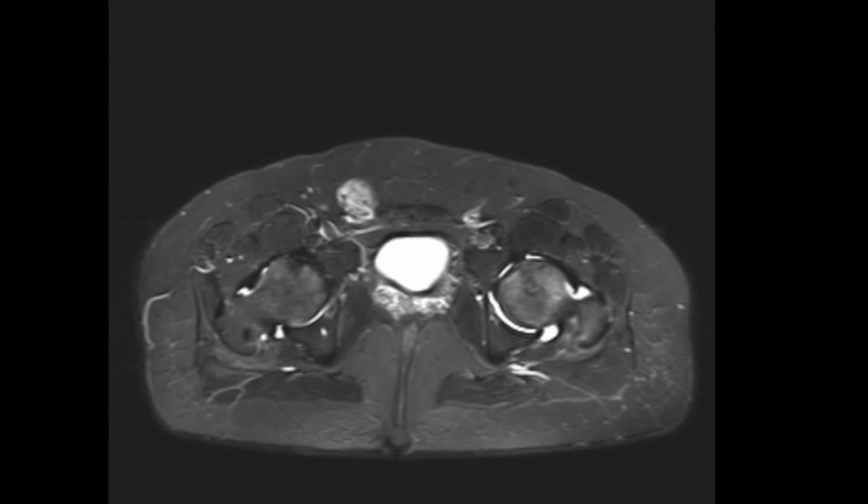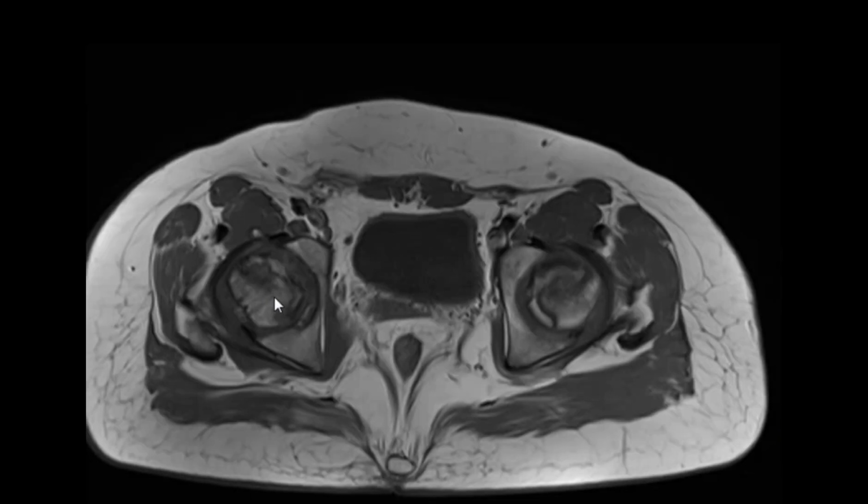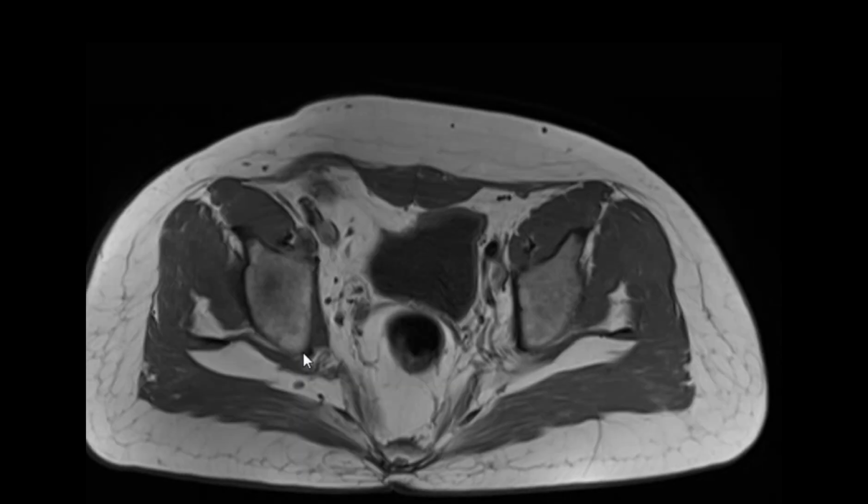So, the head of the femur is showing geographical heterogeneous intensity, more hypointense on both sides, with irregular articular surfaces, suggesting necrosis. But what necrosis? Osteonecrosis. Avascular necrosis of the femoral head bilaterally. Which grade? This grade.